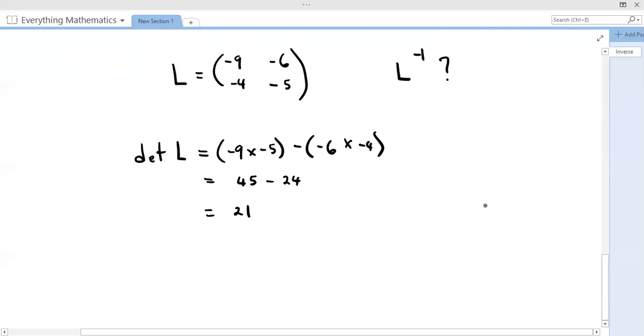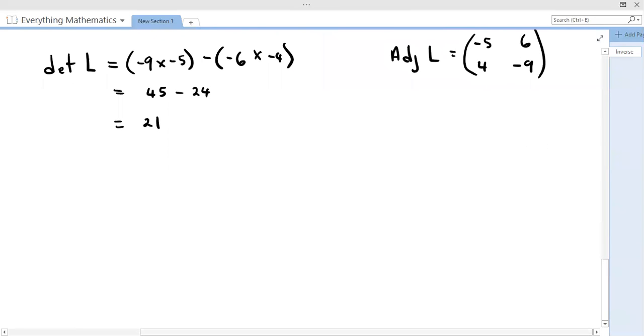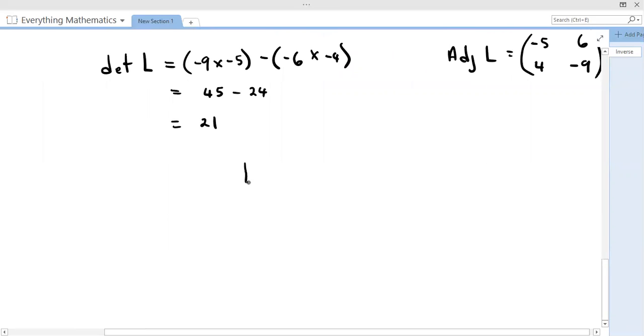So that's for that. And let's look at the adjoint. Let me just slide across a little. Right. And for the adjoint of L, it will be equal to switch position, switch signs. So that's -5, -9, and then +4 and +6. That's my adjoint, and this is all I need for the inverse. So then my L inverse will be equal to 1 over 21, and I multiply that by the adjoint, which is -5, 4, 6, -9.